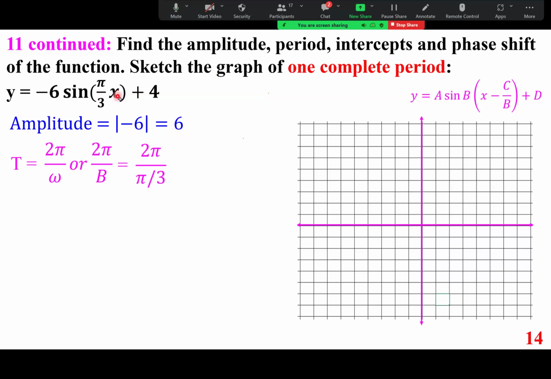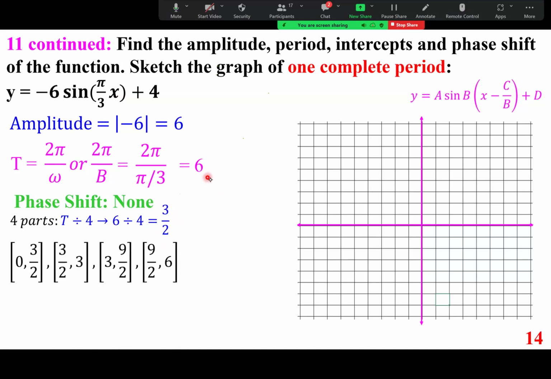There is no phase shift. So this is 6. There is no phase shift. Divided by 4, you get 3/2. Which means we're going to go from 0 to 3/2, and then 3/2 add 3/2 becomes 3, and then 3 add 3/2 becomes 9/2, and then 9/2 add 3/2 becomes 6. So those are the 4 sub-intervals. So 0 to 3/2. Now from 3/2 add 3/2, you get 3. From 3 add 3/2, you get 9/2. 9/2 and 3/2 is 12/2 or 6.